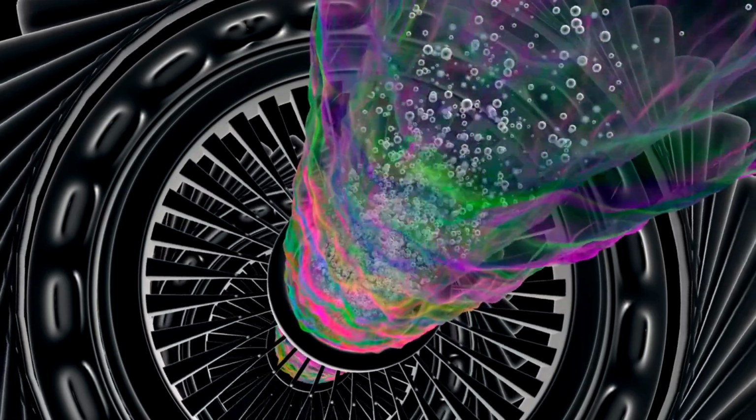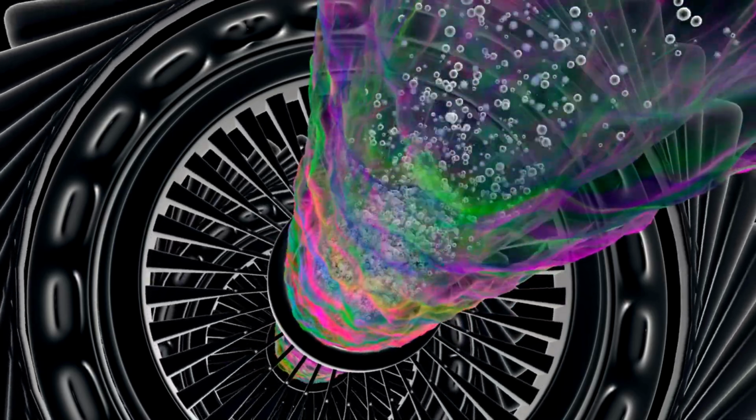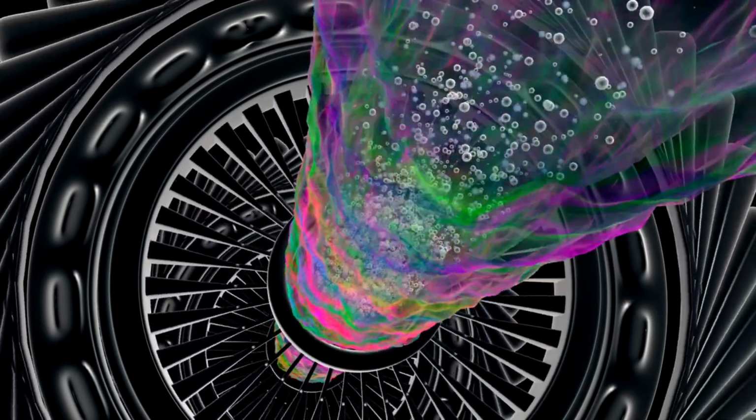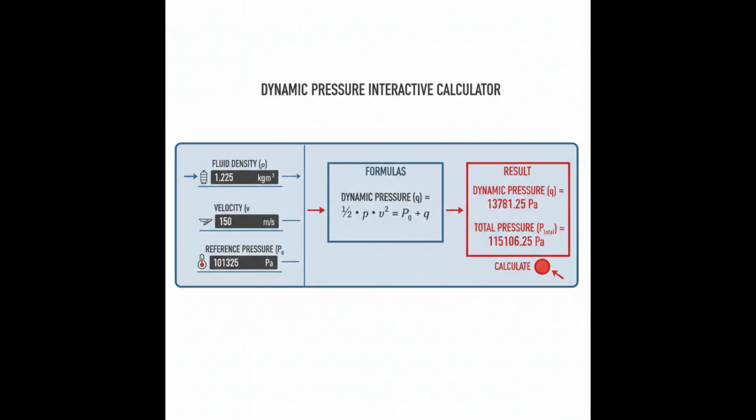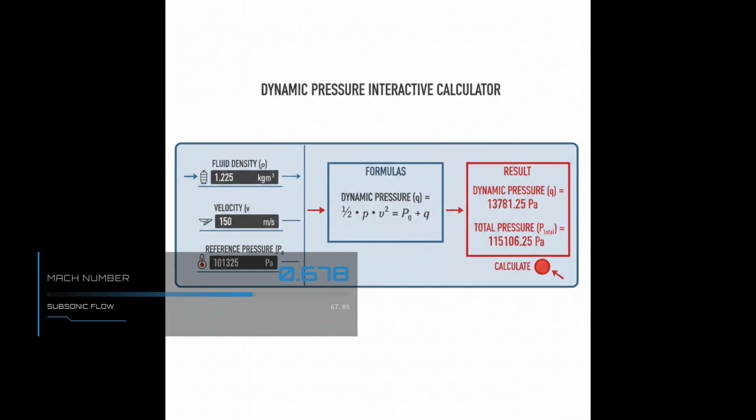The velocity confirms our input at 250 meters per second, or 900 kilometers per hour. The density shows 1.2250 kilograms per cubic meter, and the Mach number calculates to 0.735, indicating subsonic flow at about 73.5% of the speed of sound.